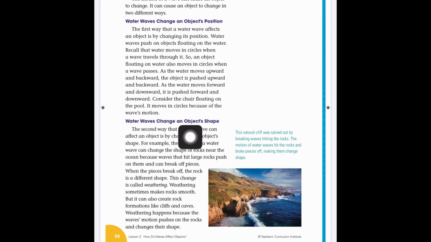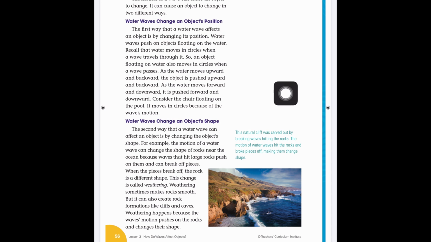Water waves change an object's shape. The second way that a water wave can affect an object is by changing the object's shape. For example, the motion of a water wave can change the shape of rocks near the ocean because waves that hit large rocks push on them and can break off pieces. When the pieces break off, the rock is a different shape. This change is called weathering. Weathering sometimes makes smooth rock, but it can also create rock formations like cliffs and caves. Weathering happens because the wave's motion pushes on the rock and changes its shape.